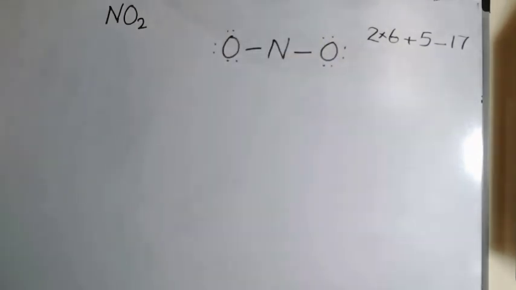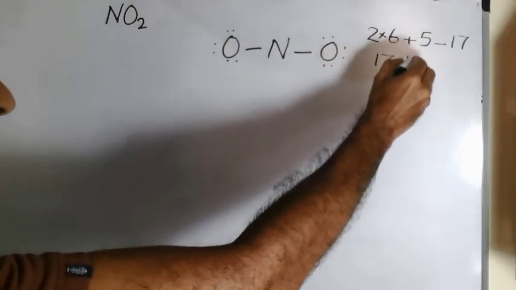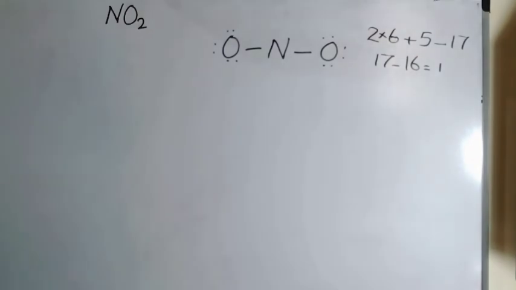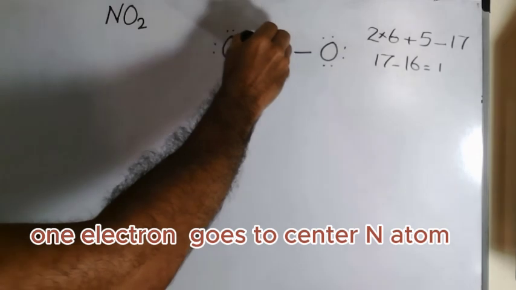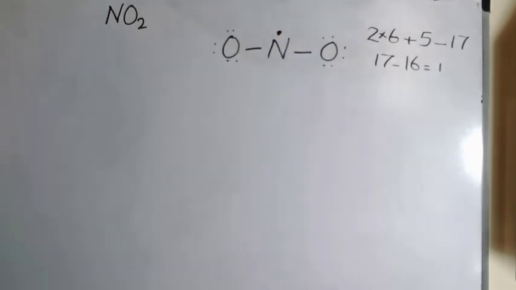Now we used 16 electrons, so 17 minus 16 is equal to 1. That means 1 electron is available for the center nitrogen atom. So this is a special case. In most cases we can see lone pair electrons on the center atom, but here we cannot see that as a lone pair, but we can call it a lone electron. It means that electron doesn't participate in bonding.